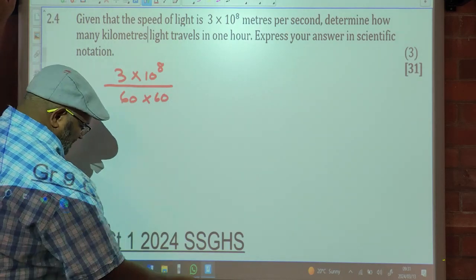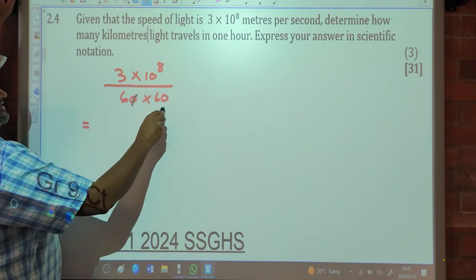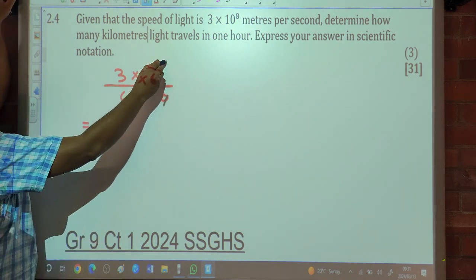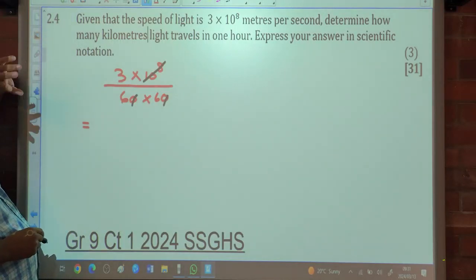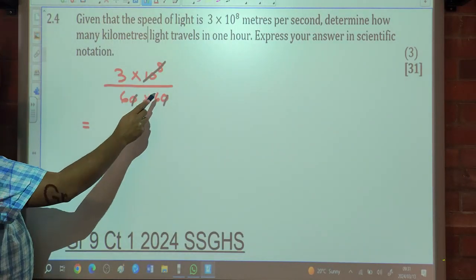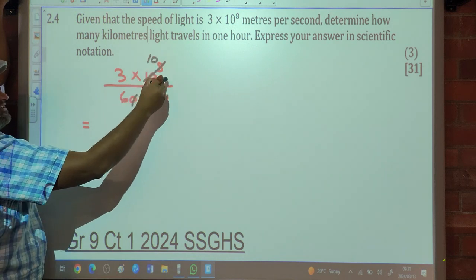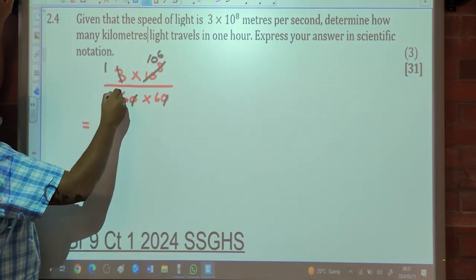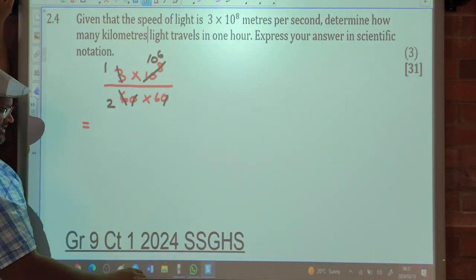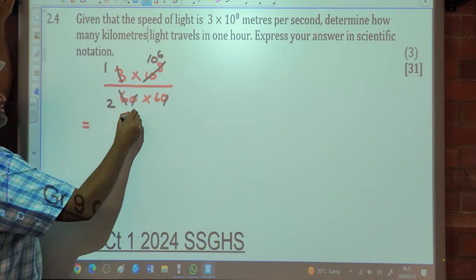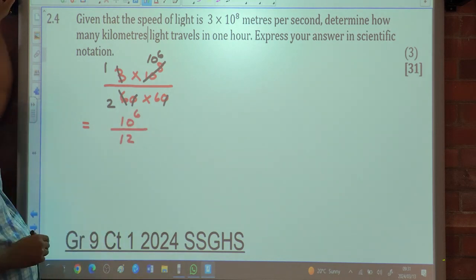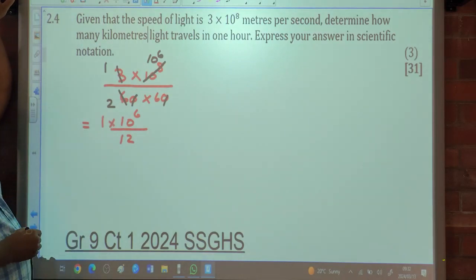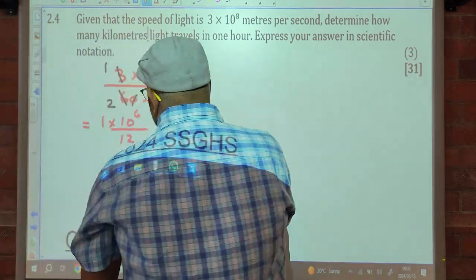So, of course, 10 goes into 60 10 times, 10 goes into 10 to the 8, 10 to the 7 times. No? I divide that also by 10, and then I'm going to get 10 to the 6. Can you see that, people? So what happens now? 3 goes into 3 once, 3 goes into 6 twice. So if I tidy this up, what I would have is 10 to the 6 over 12, not so. Or 1 times 10 to the 6 over 12.